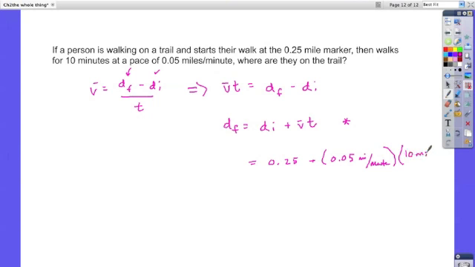Why can I use minutes now when I didn't before? Well, because this is minutes and they'll cancel. And this is miles. So the miles and the miles will add. So we're okay with our units. 10 times 0.05 is 0.5, right? And the minutes canceled, so this is 0.5 miles plus 0.25 miles. So the final position is at the 0.75 mile marker. Okay?